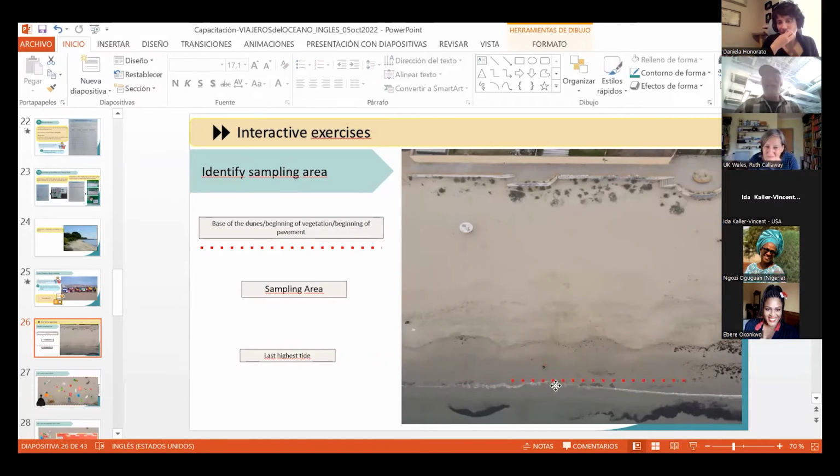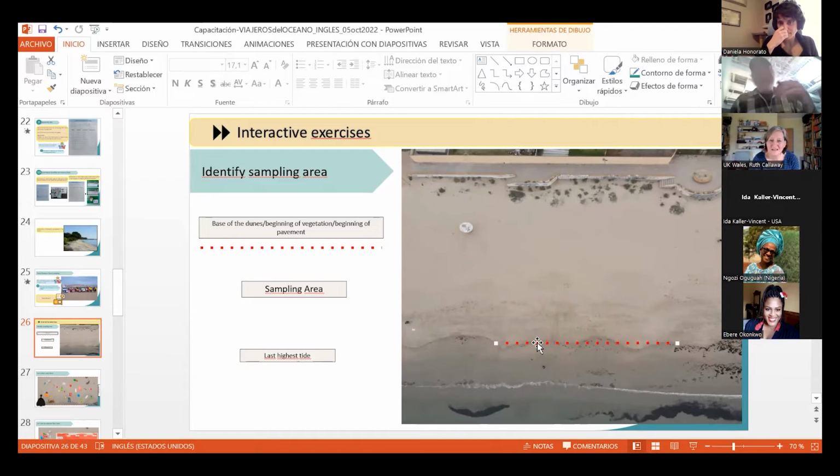What do you think? This line, should it be somewhere here, or should it be higher up? Should it be somewhere here, or should it be lower? What do you think? Just open your mic and say higher, lower, whatever you think. Lower, lower, lower. Much lower? Here. Yes, stop, okay, perfect.